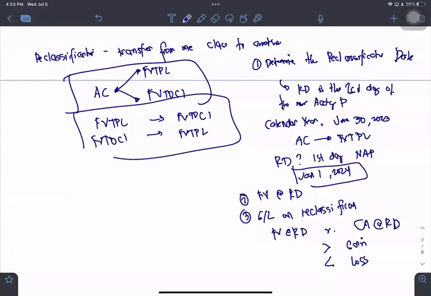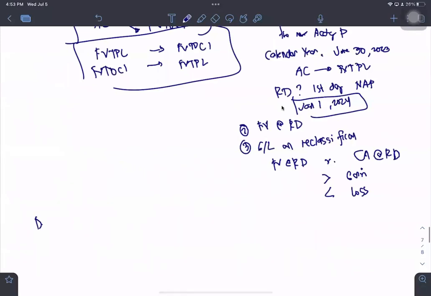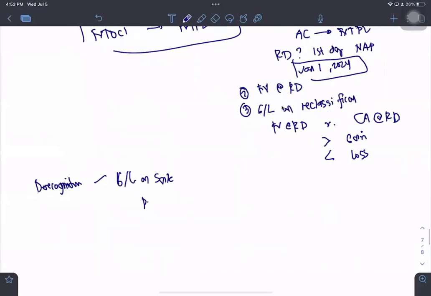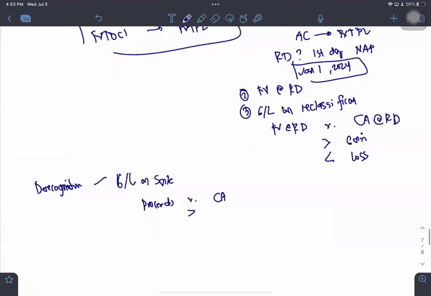Okay. And then lastly, we talk about your derecognition. So in your derecognition, again, this is the gain or loss on sale. On your gain or loss on sale, generally, you just need to get the proceeds versus the carrying amount. If the proceeds is greater, then we have a gain. If lesser, then we have a loss. But take note of the effect of the gain or loss on sale. Always, the gain or loss on sale will be presented in your profit or loss.